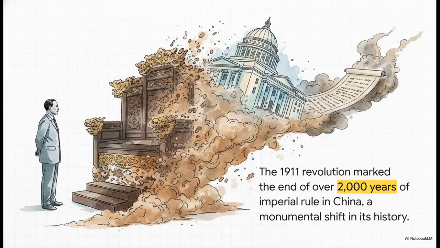So when the final revolution hits in 1911, led by thinkers like Sun Yat-sen, it's so much more than just a new emperor or a new dynasty. It was the end of the line for the entire imperial system. We're talking about over 2,000 years of dynastic rule, the mandate of heaven, the whole Confucian system, gone. Just imagine the scale of that change. It's hard to even wrap your head around.